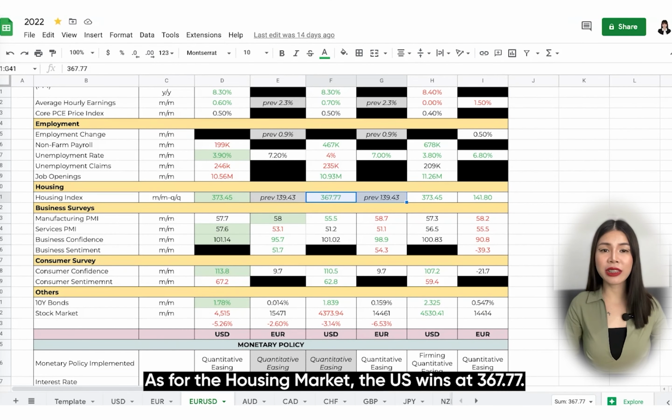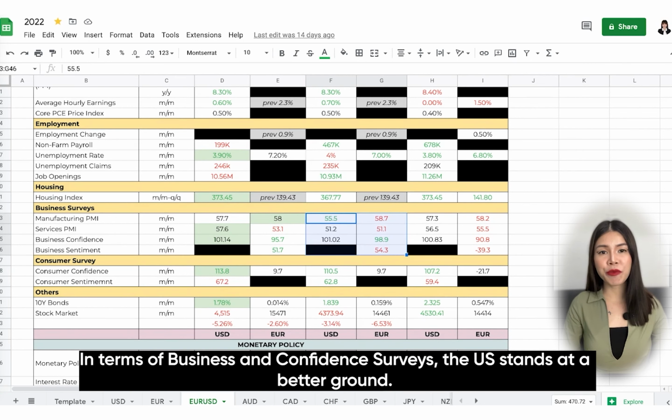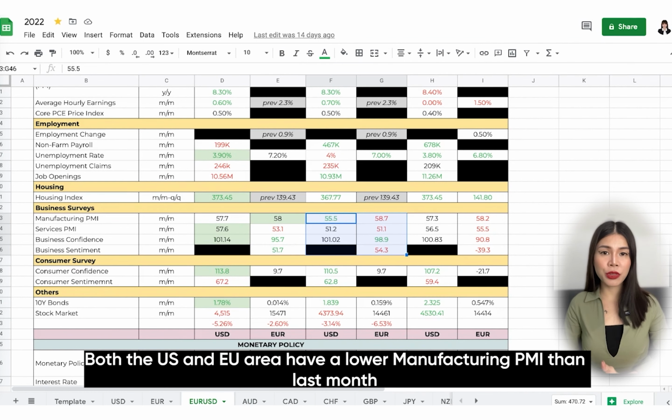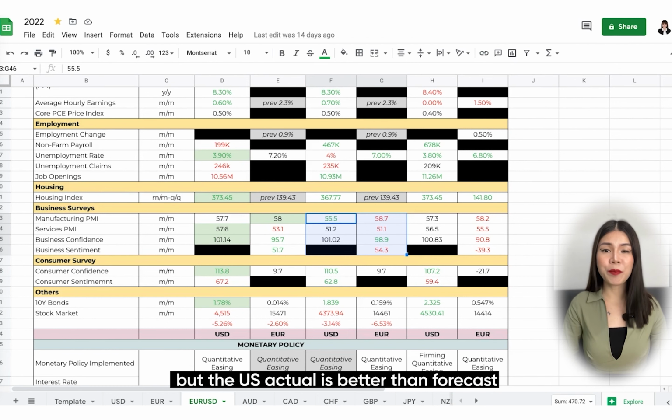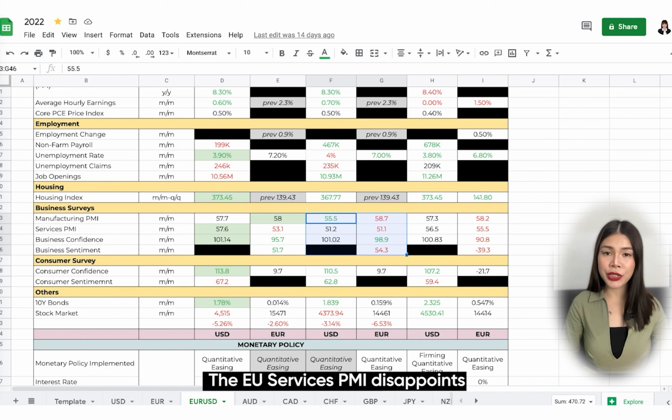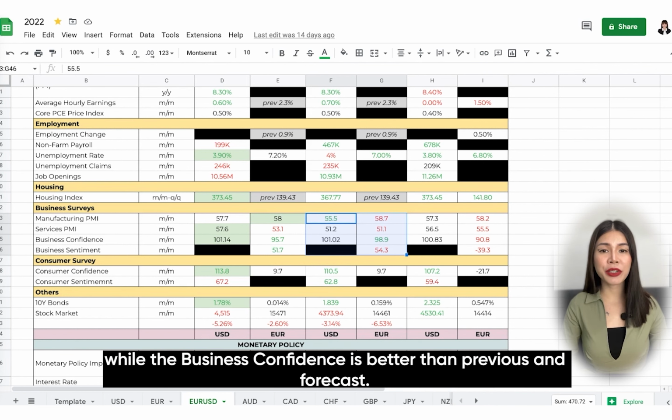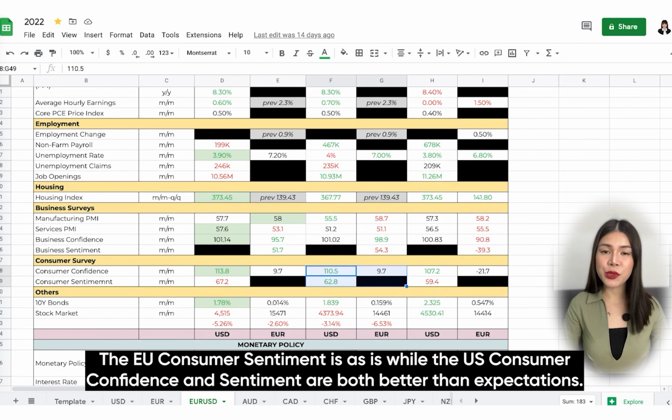As for the housing market, the US wins at 367.77. In terms of business and confidence surveys, the US stands on better ground. Both the US and EU area have a lower manufacturing PMI than last month, but the US actual is better than the forecast, so there is a slight relief there. The EU services PMI disappoints, while the business confidence is better than previous and forecast. EU consumer sentiment is as is, while the US consumer confidence and sentiment are both better than expectations.